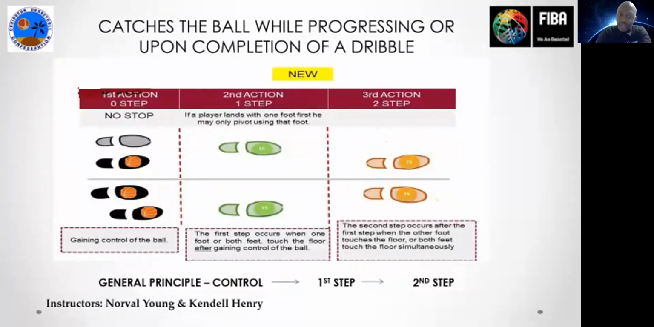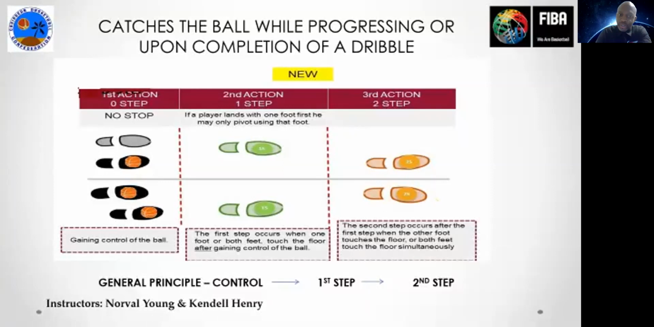Okay, so progression. Now we're going to go through catching the ball while in progression or upon completion of a dribble. In the first part of the slide, we have the first action, 0 step. This is when a player is in motion and receives the ball on a pass. In the top part of the first action, you have a gray foot and a black foot with the orange ball.